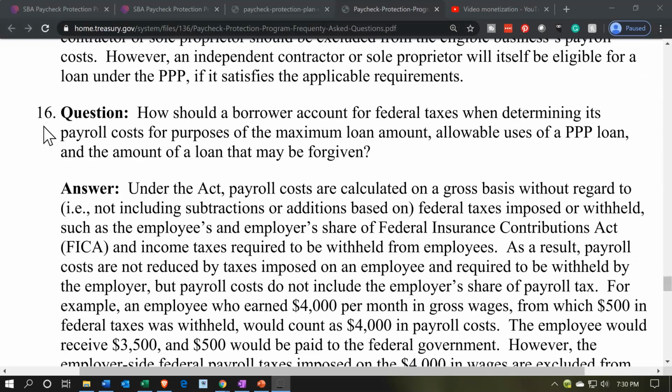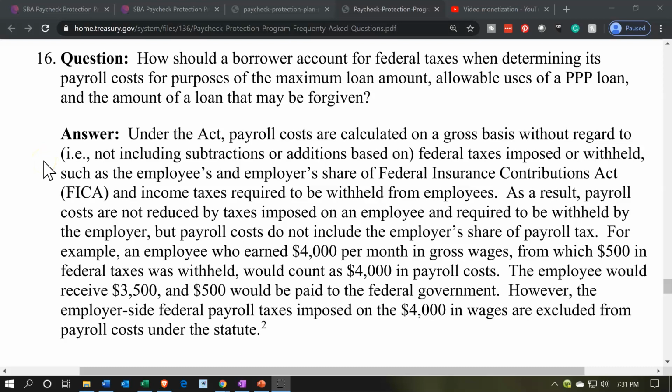So number 16, question: how should a borrower account for federal taxes when determining its payroll costs for purposes of the maximum loan amount, allowable uses of a PPP loan, and the amount of a loan that may be forgiven? Answer: under the Act, payroll costs are calculated on a gross basis without regard to, i.e., not including subtractions or additions based on federal taxes imposed or withheld, such as employees' and employers' share of Federal Insurance Contributions Act, FICA, and income taxes required to be withheld from employees.